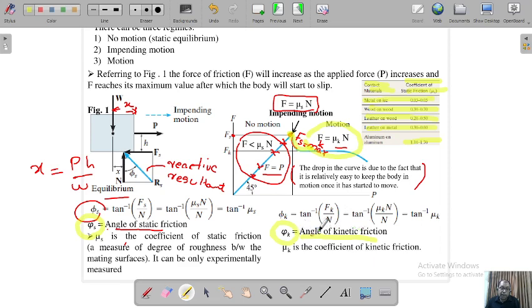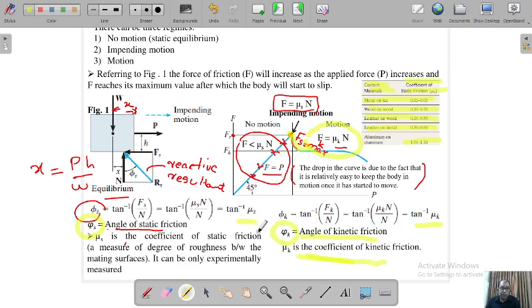Again, tan phi equals Fk upon N. Over here, tan phi s was given as Fs upon N, as it was tan theta. So Fk is basically mu k times N, divided by N. So phi k equals tangent inverse of mu k, and if you want to calculate phi s, it is tangent inverse of mu s. This is the angle of kinetic friction, phi k. And what is mu k? Mu k is the coefficient of kinetic friction of the body.